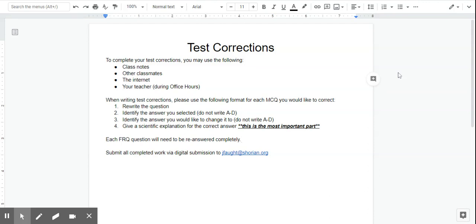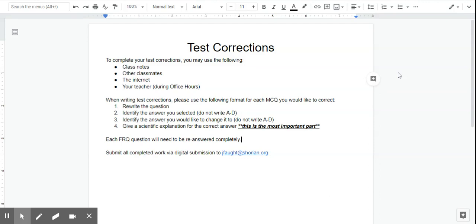Specifically, for the multiple choice questions, those MCQs, we're going to break it down into 4 parts for every single question that you would like to change your answer to. The first part is to rewrite the question in its entirety. Albeit I did number them, I don't want you to just say number 2 or whatever. I want you to actually write it out, please.